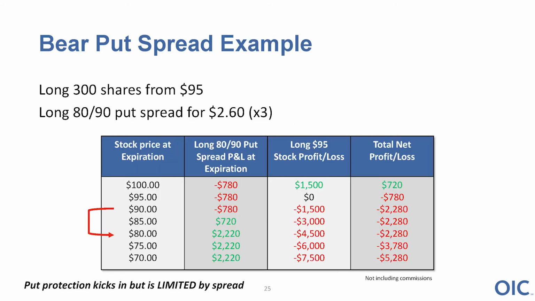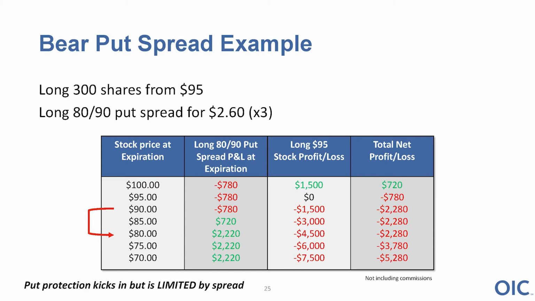So here is our bear put spread example. Here we are long 300 shares from $95, and we're looking to put on the 90-80 put spread. We see that we can buy that put spread for $2.60. We have to buy 3 spreads because we have 300 shares. Each spread's going to cost us $260 for a total outlay of $780. With the stock at expiration trading at 95, based on this table, you can see that we neither make money nor lose money on our stock. Our put spread would go out worthless. We would lose the premium that we paid on that, or $780.